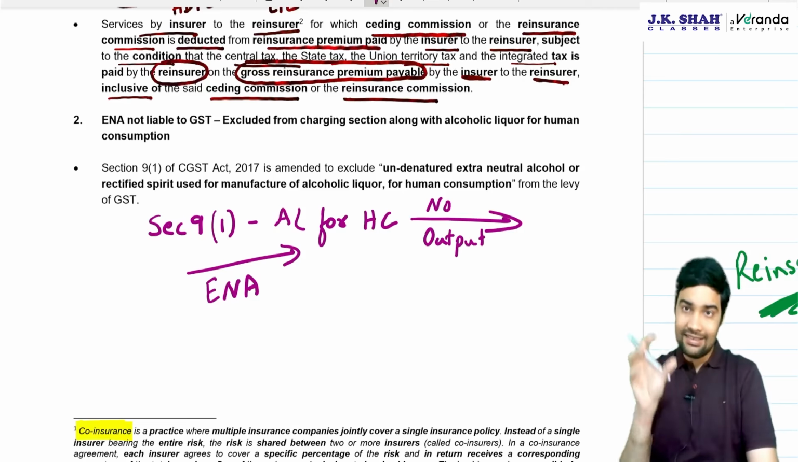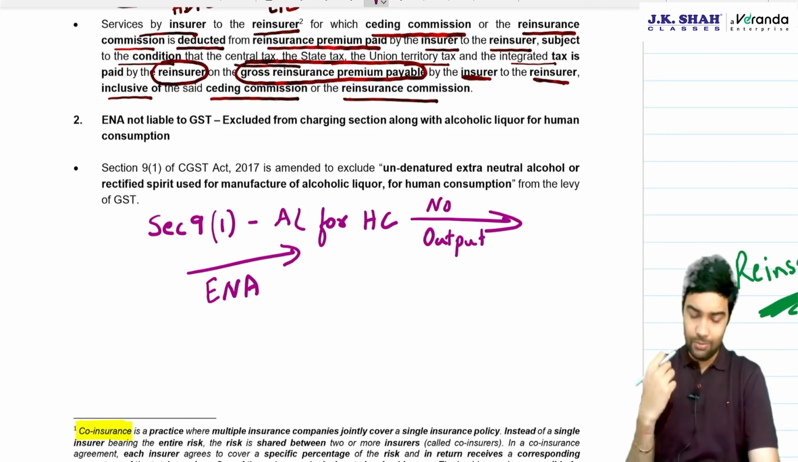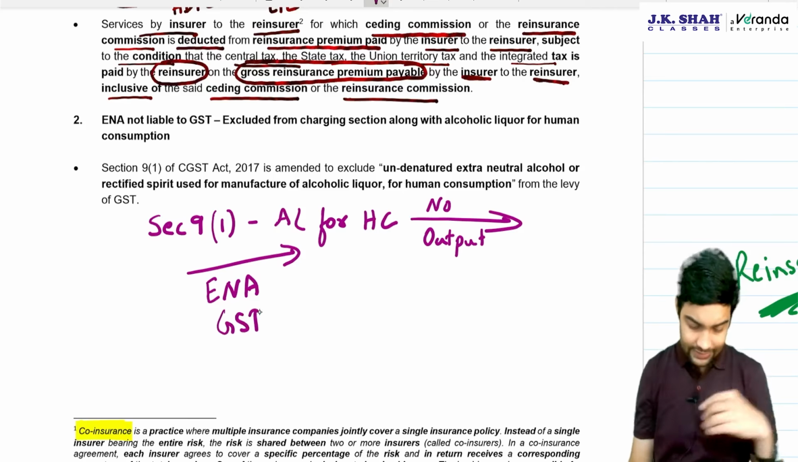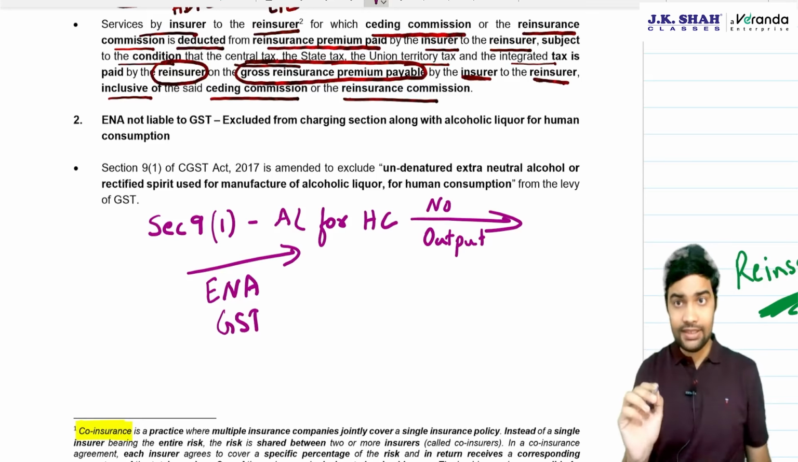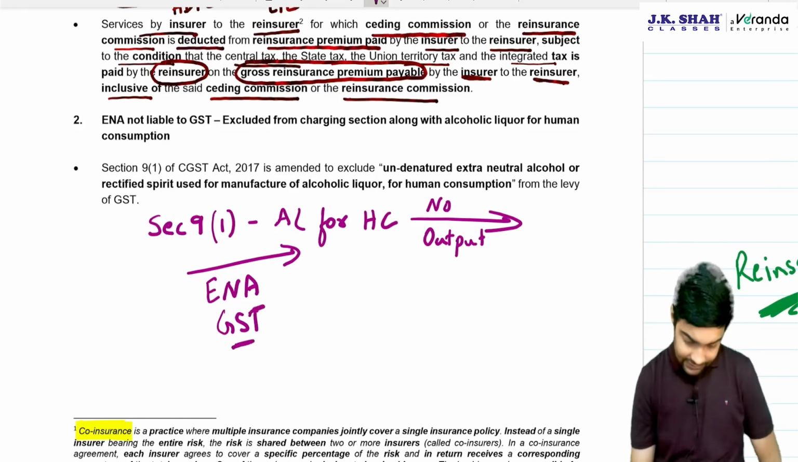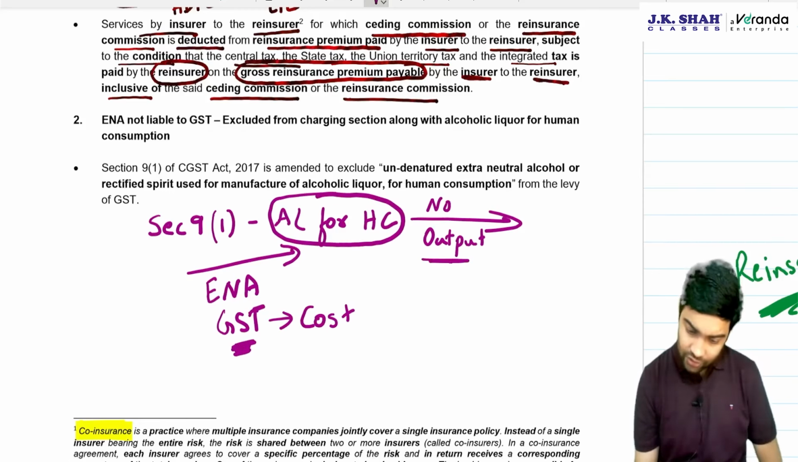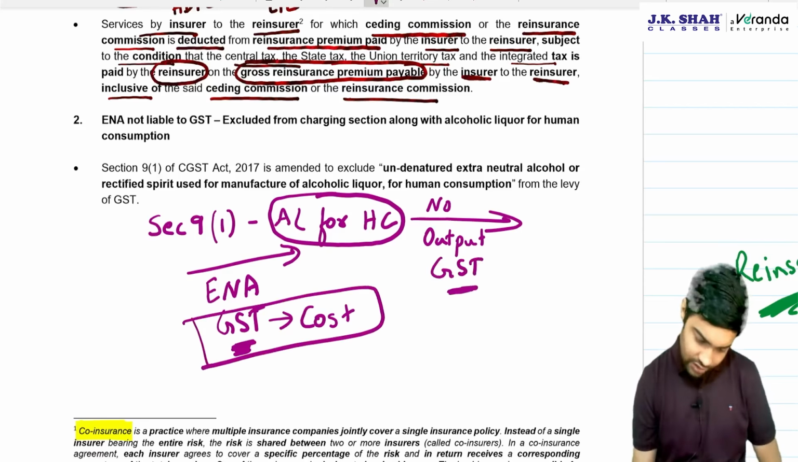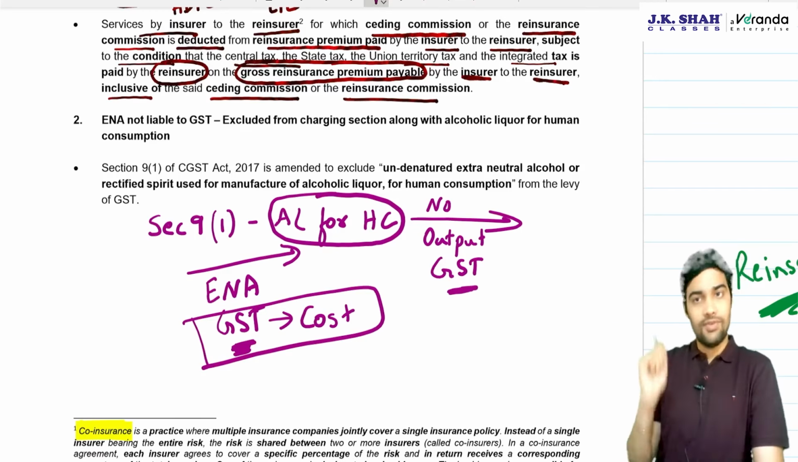Now, this undenatured extra neutral alcohol or rectified spirit is one of the main raw materials to make alcoholic liquor for human consumption. There was a view that GST is applicable on this. Now, please understand, if GST is applied on this, then it creates an issue. What is the issue? If this suffers GST, then this will become a cost to the manufacturers of alcoholic liquor for human consumption because they don't have any output GST. As there is no output GST, this GST charged on purchase will become a cost. If this becomes a cost, then their cost will increase.